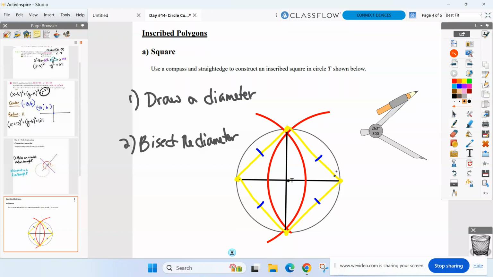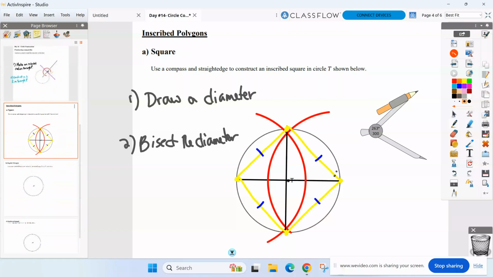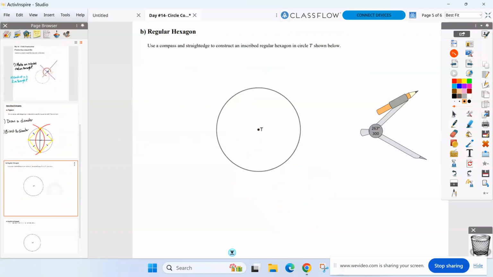Tangent, square, we're all good so far? Oh, I love these next 2. Love these next 2. All right, you can put a square in there. How about we throw a hexagon in there now? How many sides, hexagon? Quick reminder.